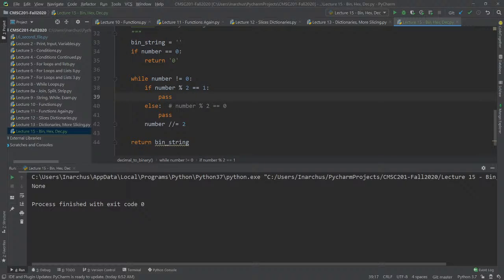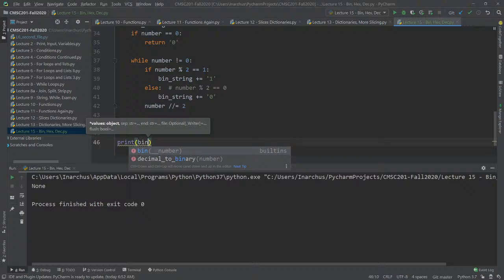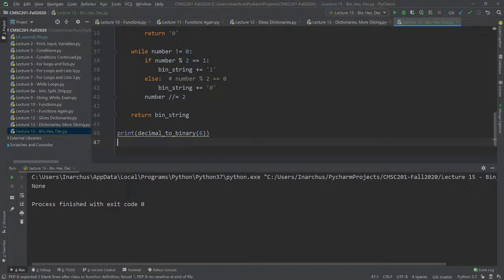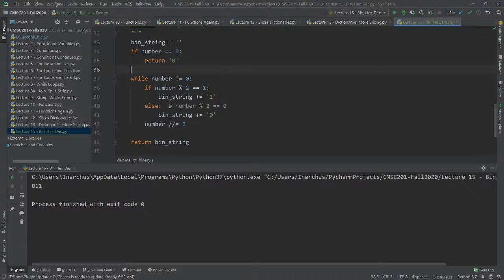And so what are these things that we're going to do? This is one way to think about doing it. You could always do binary string plus equals 1, and here you could do binary string plus equals 0. But I caution you, because if we print out decimal to binary and we do 6, this is going to print out things in the reverse order, right? So 6 is actually 110, but here it's printing out 011. And the reason is that when we mod by 2 the first time and then divide by 2, the first digit actually goes on the front, right? So this is backwards, because we want the first digit to go onto the back, not the front.